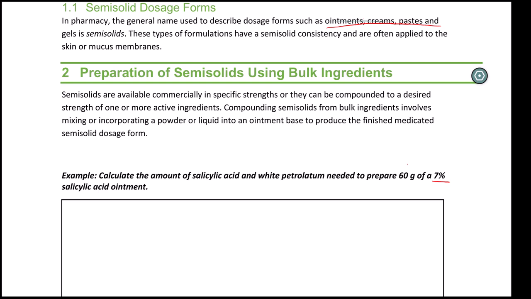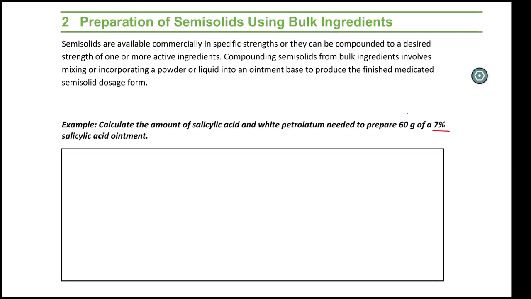Let me give you an example of what I mean there. You'll see in this first example that's listed here, it says that we want to make a 7% salicylic acid ointment. First, we have to understand what that means. And it says we're not just going to make some amount, we want to make exactly 60 grams of it. So how do we go about doing that? Let me show you an example here.